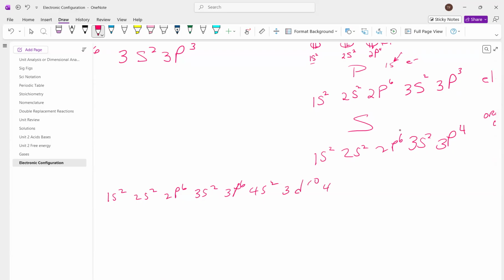Uranium, just to see how far we go with the configuration. Okay, 5s2.